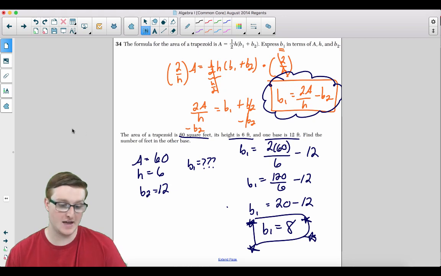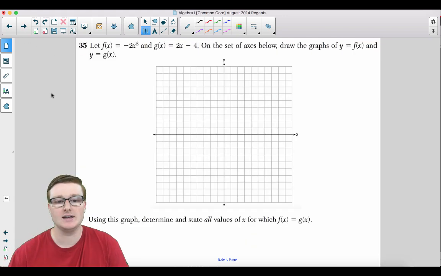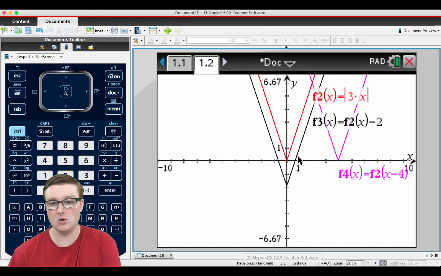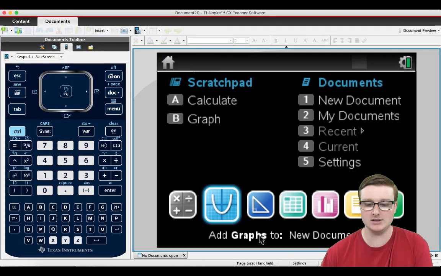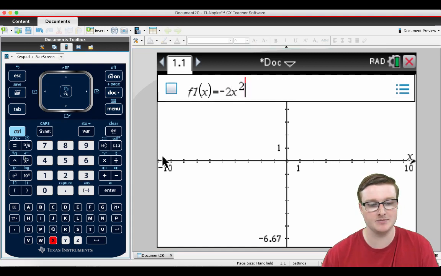You are done with that question. Moving along. Let f of x equals negative 2x squared and g of x equals 2x minus 4. On the set of axes below, draw the graphs of y equals f of x and y equals g of x. So what I'm going to do right now is graph my parabola of negative 2x squared, which is like that.